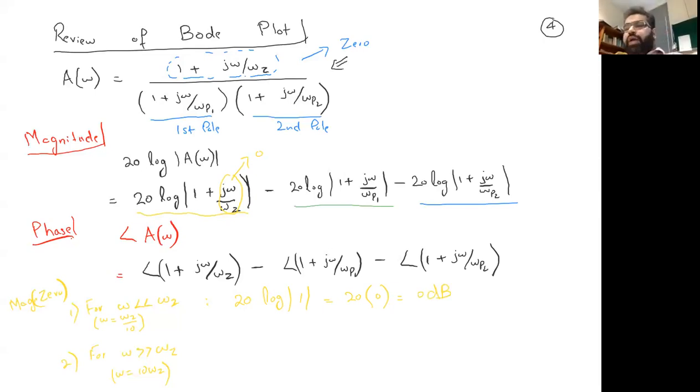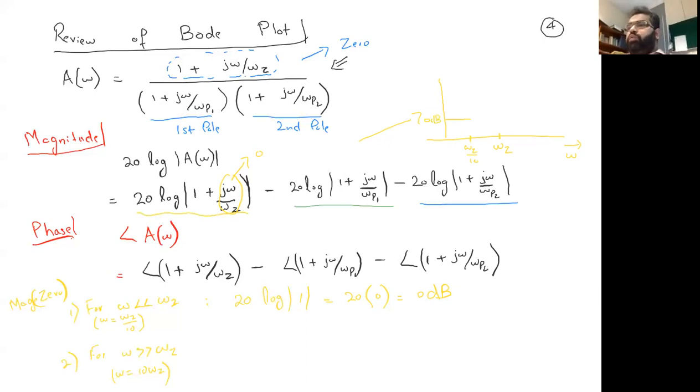So for any frequency which is at least 10 times less than omega z, the magnitude is going to be 0. That's well and good. Again, I'm drawing in yellow the magnitude response of the zero. For example, if this is omega and this is omega z, then this point is omega z by 10, which is 10 times less than omega z. So till this point, I am going to have 0 dB. Okay, are all of you clear till this point?